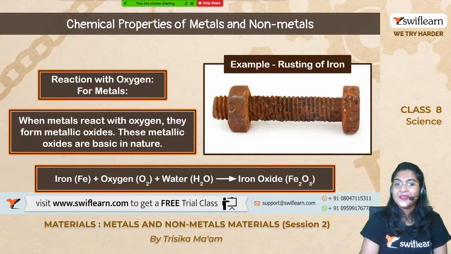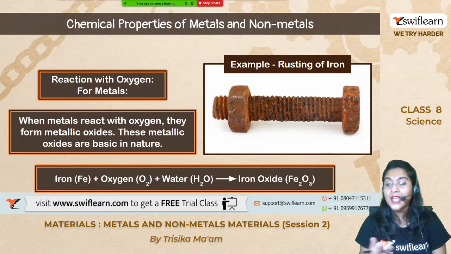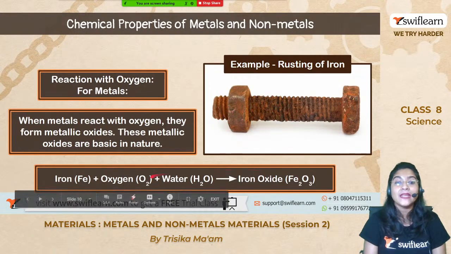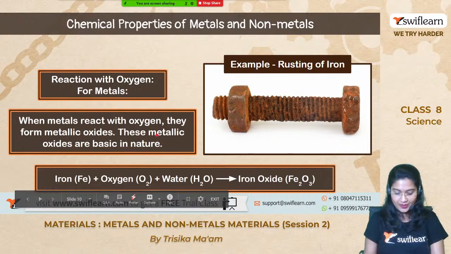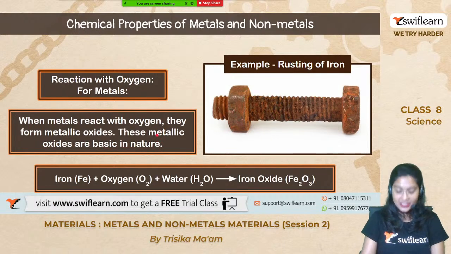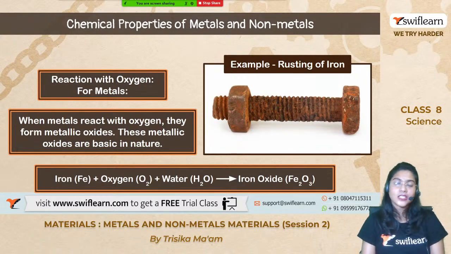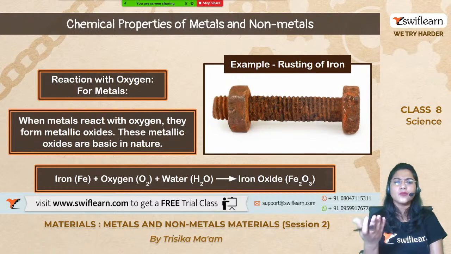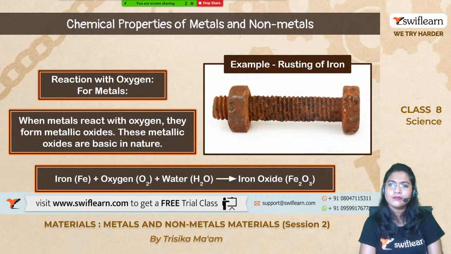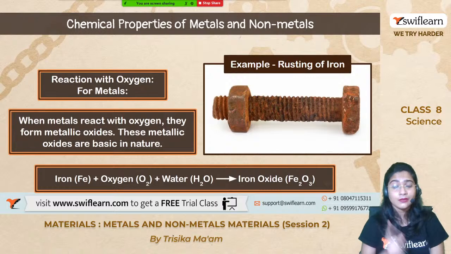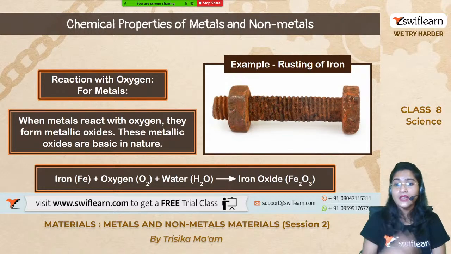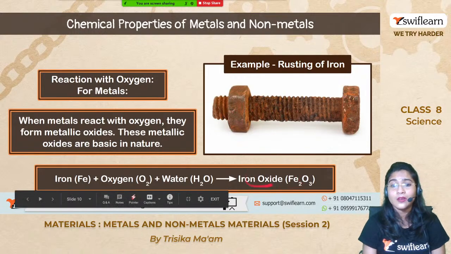Yeah, exactly. The metals, when they react with oxygen, form metallic oxides, and these metallic oxides are basic in nature. Okay, so these metallic oxides are generally basic in nature. Now you can ask me one question: how will you understand whether this is basic or acidic? How will you understand whether the oxide which is forming over here, iron oxide, is basic or acidic?